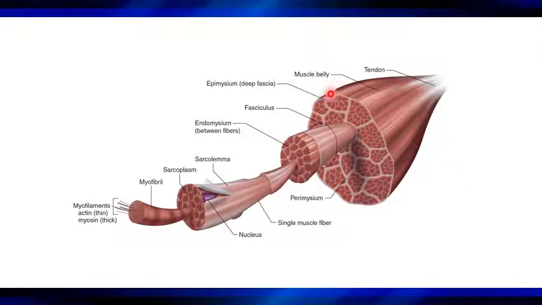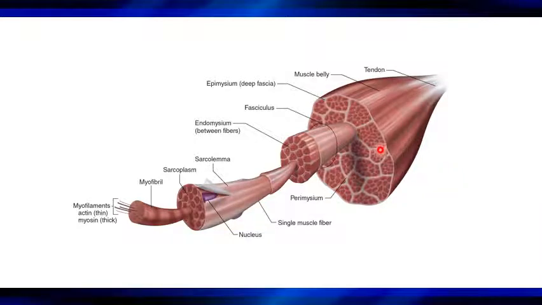We have this outer layer that surrounds the muscle. That's called the epimysium, or the deep fascia. Fascia is essentially just a connective tissue that surrounds the entire muscle. A lot of times people call it the saran wrap of the body. It's just this tissue that covers the muscle.